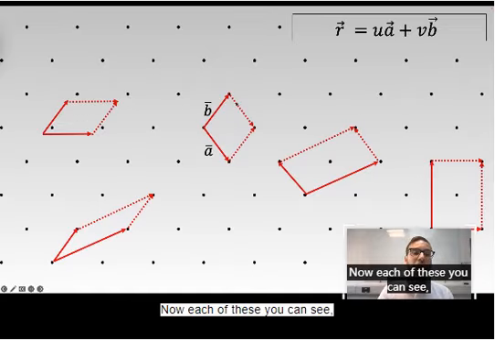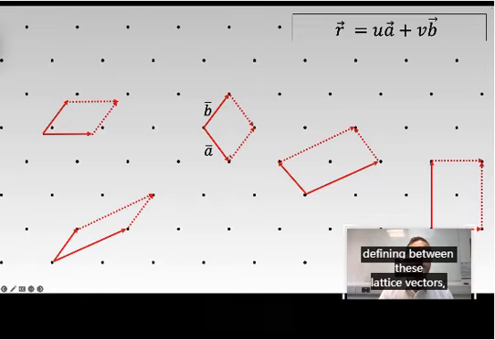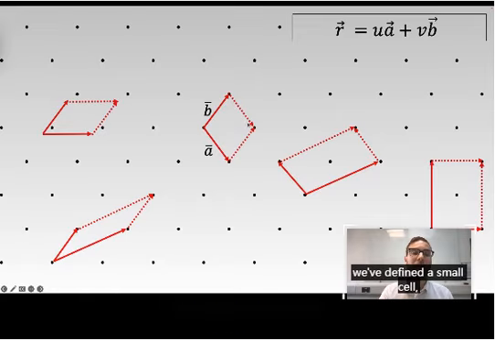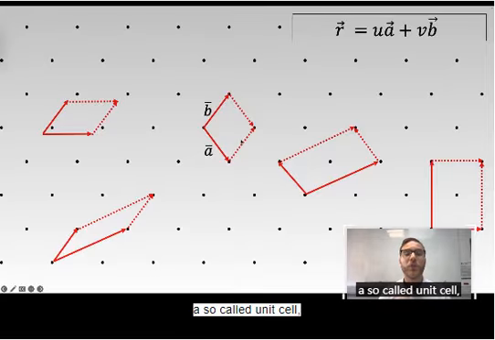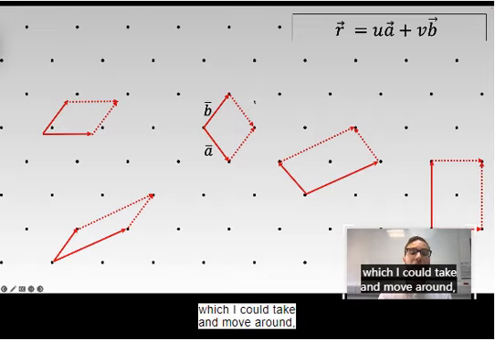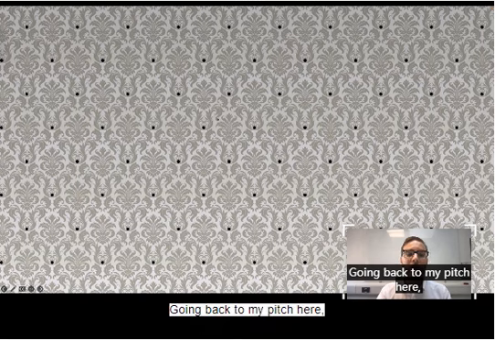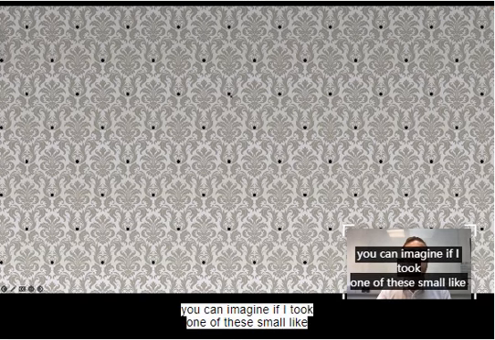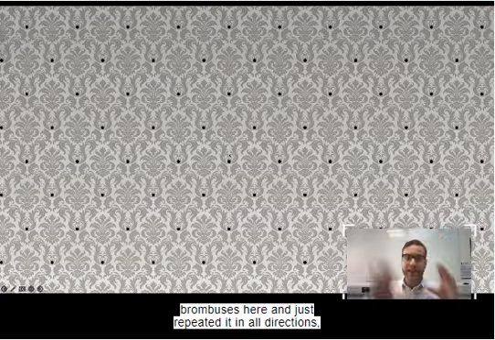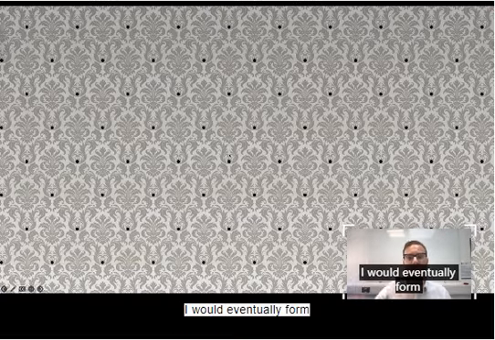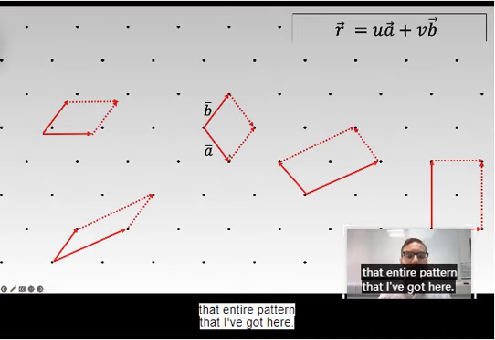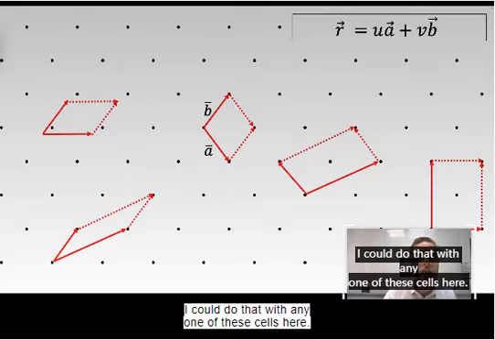Now, each of these, you can see, we could also think of as defining, between these lattice vectors, a small cell, a so-called unit cell, which I could take and move around and so build up that entire structure. And going back to my picture here, you can imagine if I took one of these small rhombuses here and just repeated it in all directions, I would eventually form that entire pattern that I've got here. And I could do that with any one of these cells here.